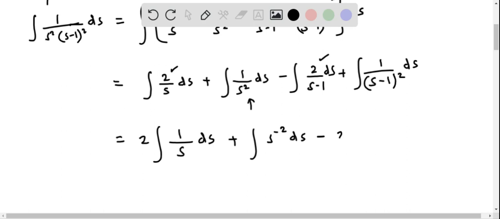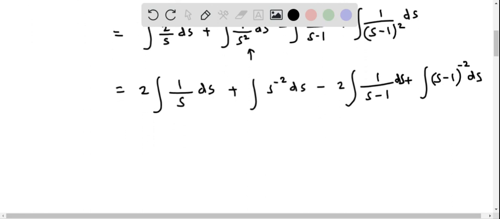And similarly, I factor the 2 out of this integral, and I just put 1 over s minus 1 plus the last integral will be the integral of, I'm going to rewrite this as s minus 1 raised to the power of negative 2 ds. So I put this ds for this term as so. Now we will apply the standard integration formula, that is the integral of 1 over x dx. This equals the natural logarithm of the absolute value of x. So therefore, if we use this formula to integrate the first term, we get 2 times the natural logarithm of the absolute value of s.